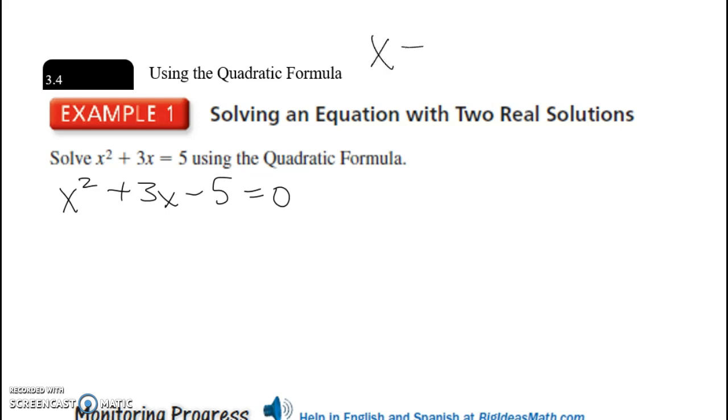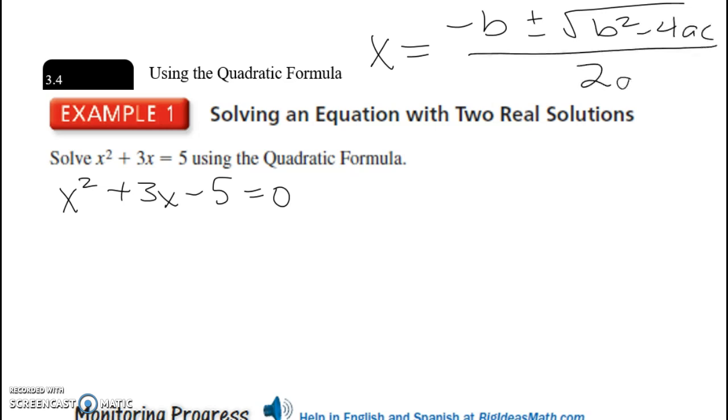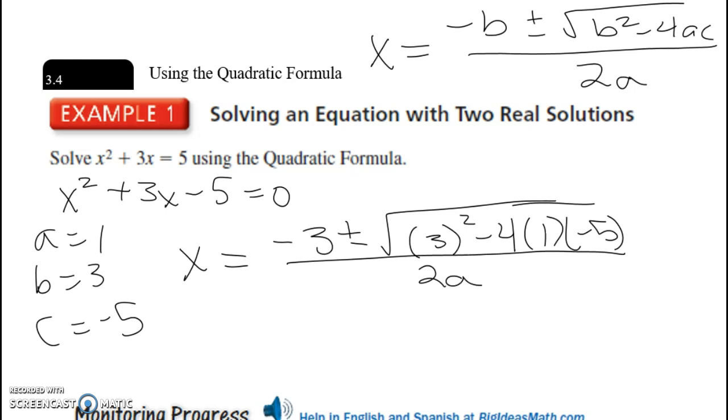As a reminder, we might want to write the formula at the top of our notes. Negative b plus or minus square root b squared minus 4ac all over 2a. So let's list a, b, and c. a in this problem is 1, b is 3, c is negative 5. Carefully plug in each of the numbers. Notice I plugged everything in here.